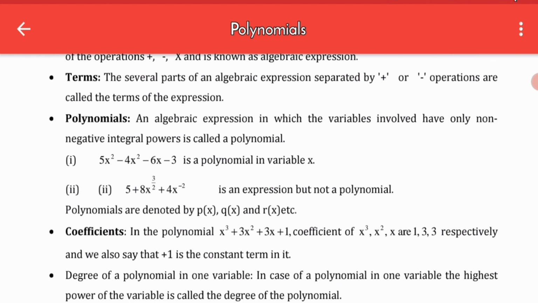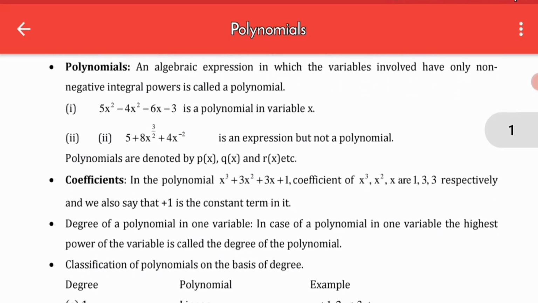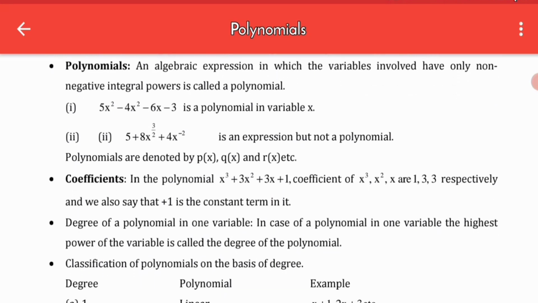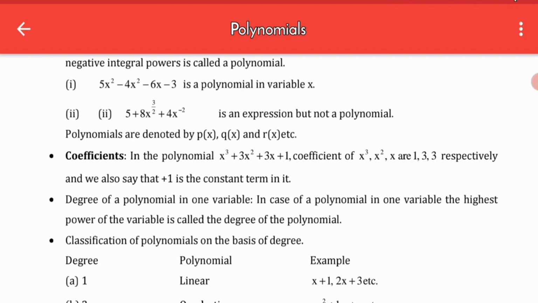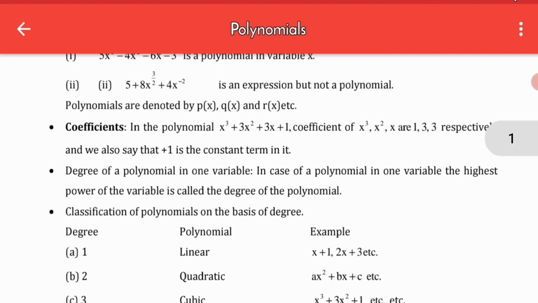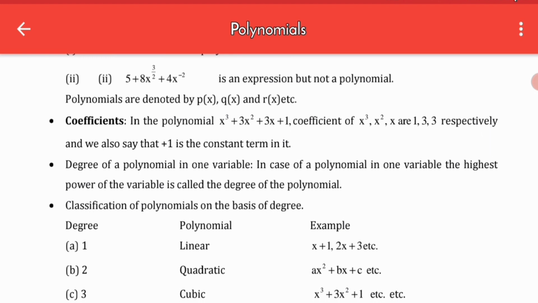Polynomials. An algebraic expression in which the variables involved have only non-negative integral powers is called a polynomial. Example 1. 5x square minus 4x square minus 6x minus 3 is a polynomial in variable x. Second, 5 plus 8x power 3 upon 2 plus 4x minus 2 is an expression but not a polynomial. Polynomials are denoted by p(x), q(x) and r(x), etc.